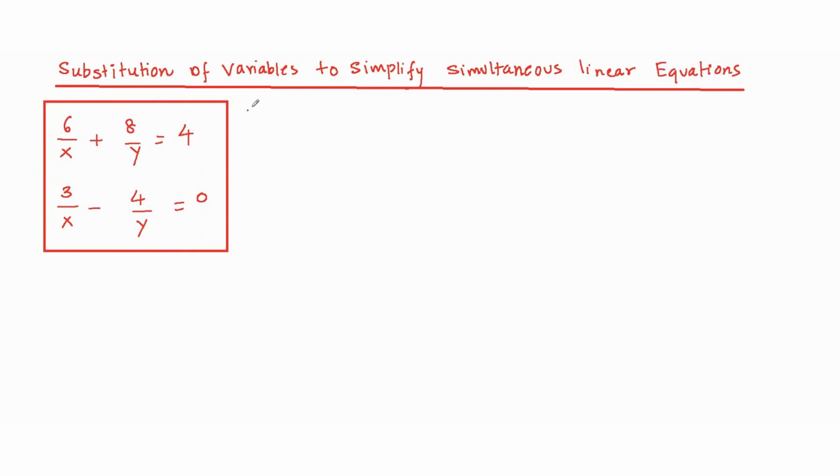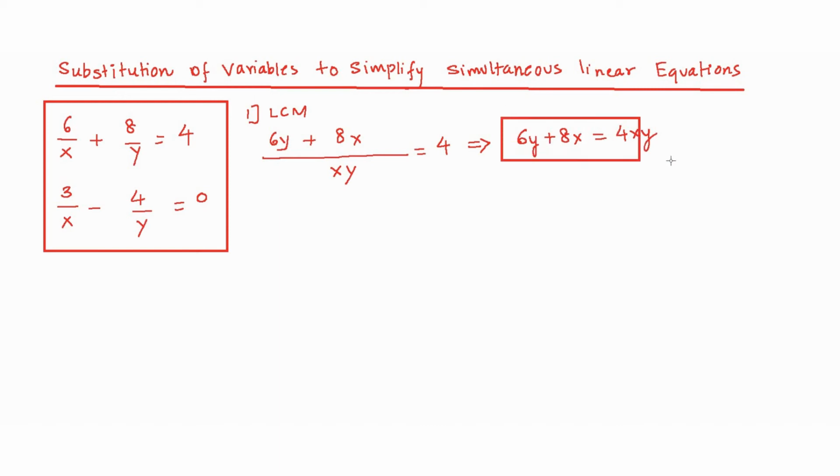Okay, so one method is to find their LCM, and the LCM of the first equation is going to be xy. I will have to multiply 6 by y, so 6y plus 8 gets multiplied with x, so 8x is equal to 4. And on cross multiplication, I get 6y plus 8x is equal to 4xy. So this becomes my first equation in two variables.